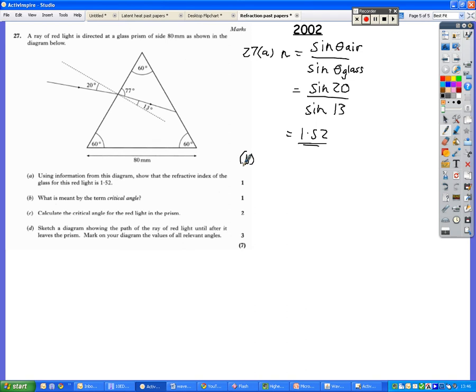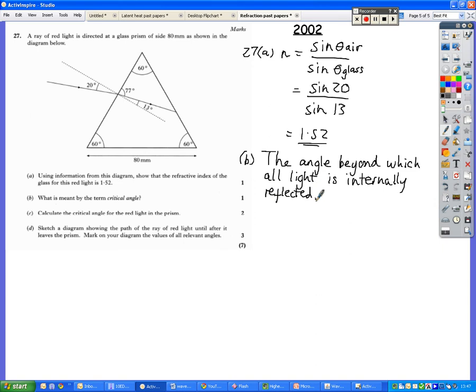Part B, a descriptive question, but only for one mark again. What is meant by the term critical angle? Critical angle is the angle beyond which all light will be internally reflected, or words to that effect. Beyond which all light is internally reflected. That would get you one mark there. You could say it's the angle between the ray of light and the normal at which light striking the glass will be totally internally reflected, or words to that effect anyway.